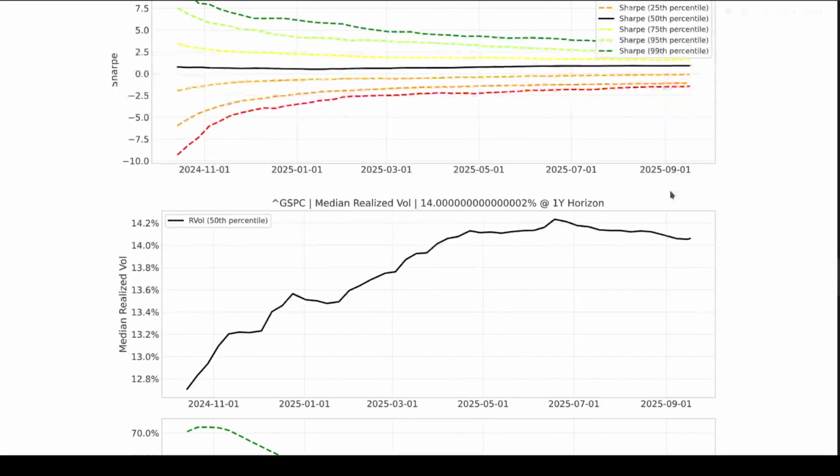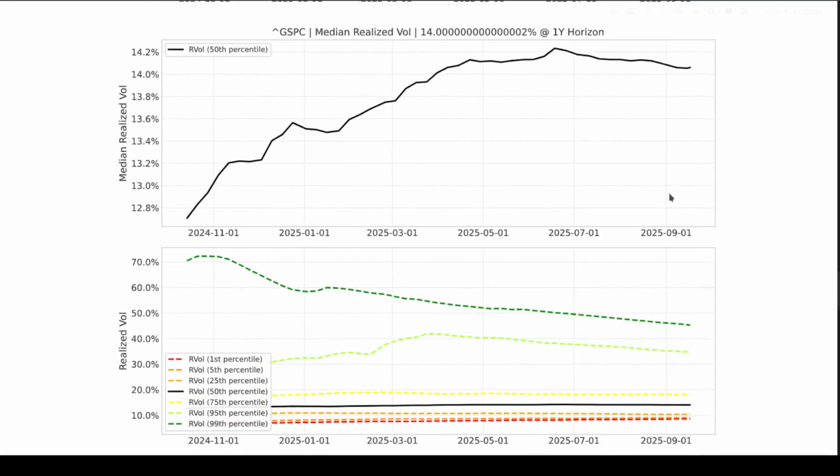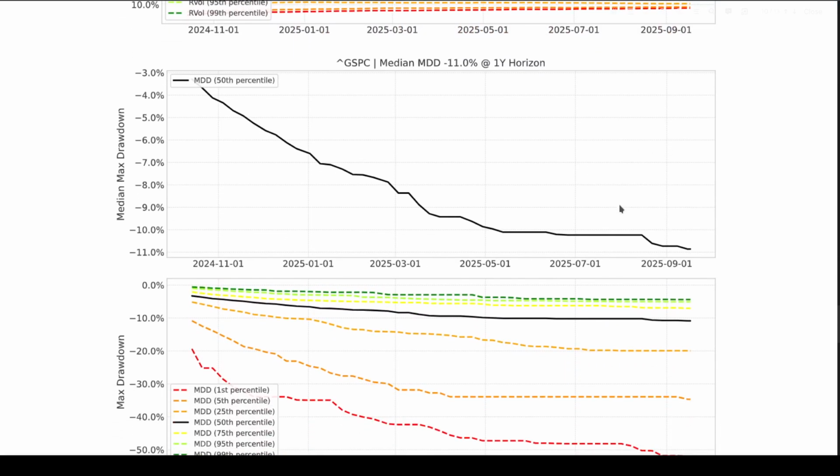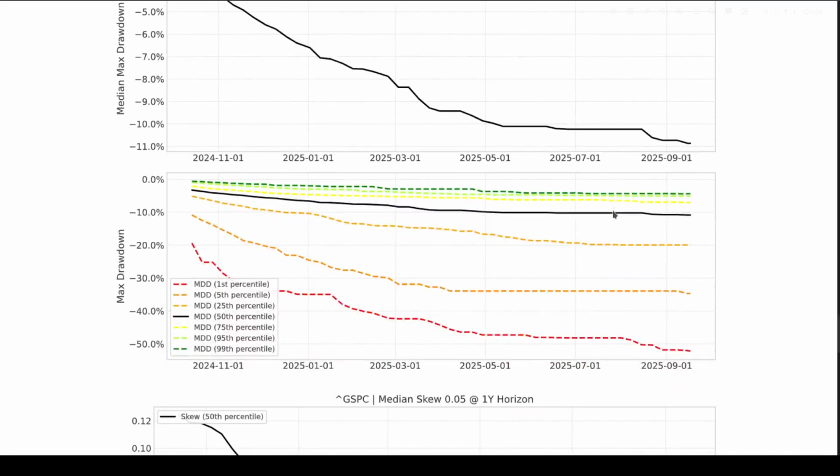In terms of median drawdown, we're more interested in that, right? Median drawdown during a rate cutting cycle is 11%. That's just a regular correction, right? But your 1st percentile drawdown is minus 50. That's like you entering the market at the top of 2000, at the top of 2020, at the top of any of the last cycles, right?